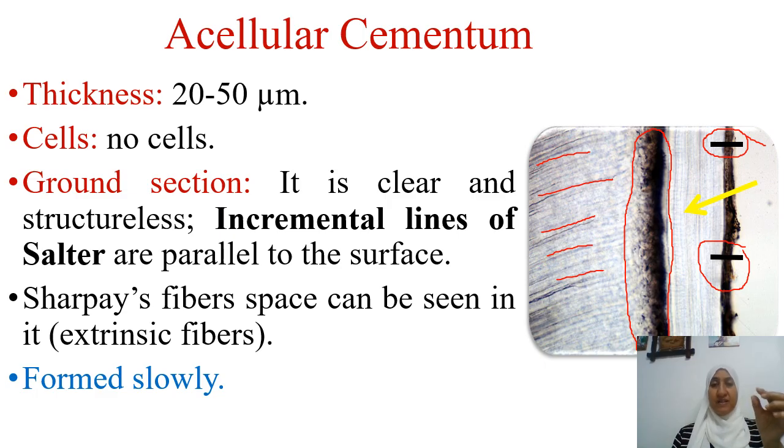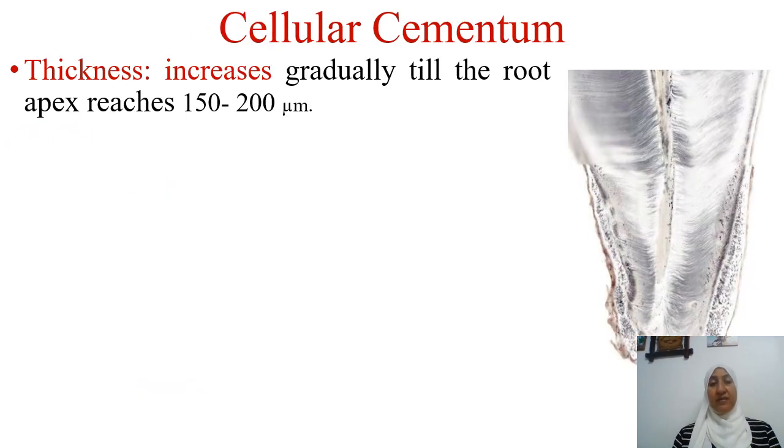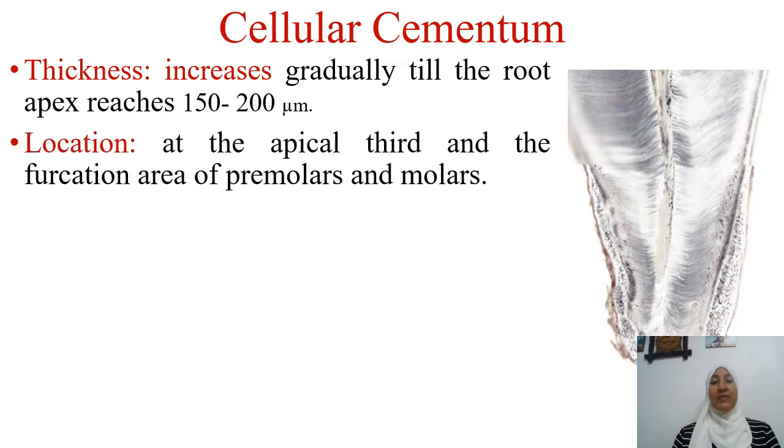Of course, the cementum is formed at a slow rate. Regarding the cellular cementum, thickness increases a lot gradually toward the apex of the root. The cellular cementum mostly exists at the apical third, and at the bifurcation area of premolars and molars.